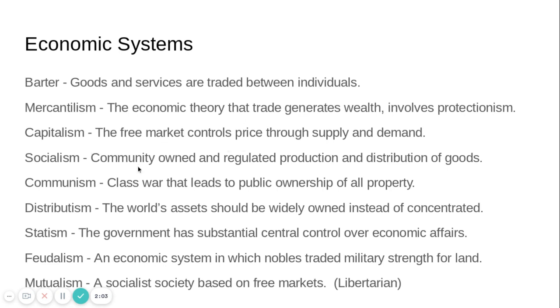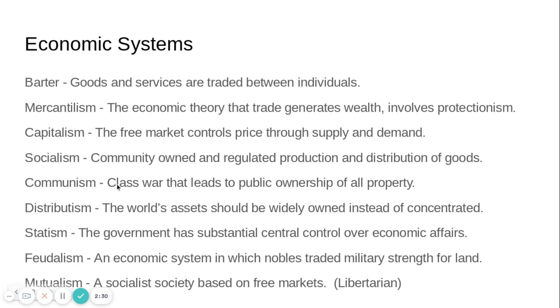Socialism is when community owned and regulated production and distribution of goods. So there isn't really a truly socialistic government right now in the world, but there's parts of it. It's called a mixed economy. So there's some that's community owned and a lot of regulation. And that's what keeps the economy going.